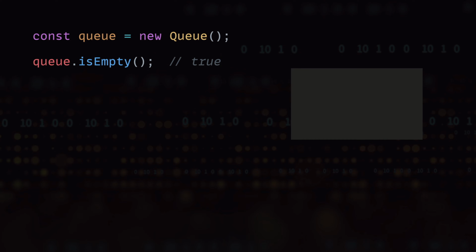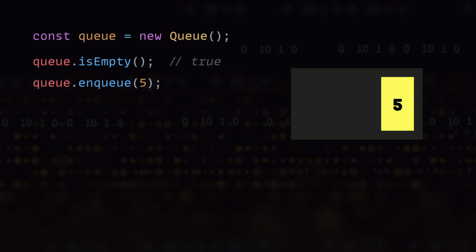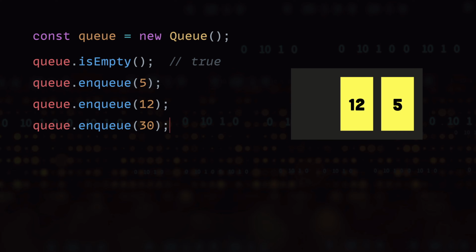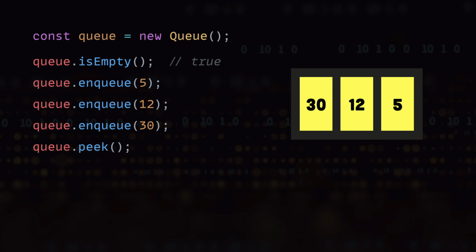Then we can add items to the queue using the enqueue method. So I will do queue.enqueue(5) and this will push 5 into the queue. I can add more items also. So let's say that I push 12 and 30 using the same enqueue method. Next we have the peek method, which gives us the item which is in front of the queue. So right now we have the 5 in front of the queue, so it will give us 5.